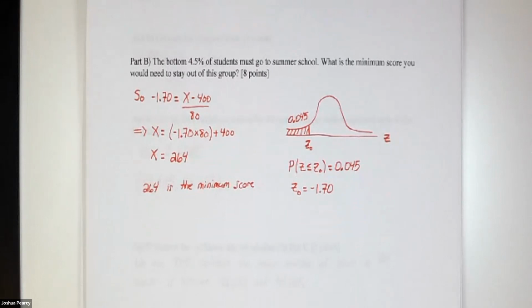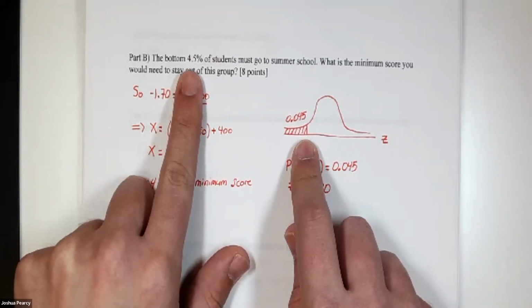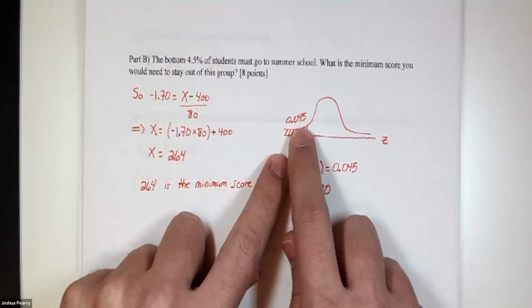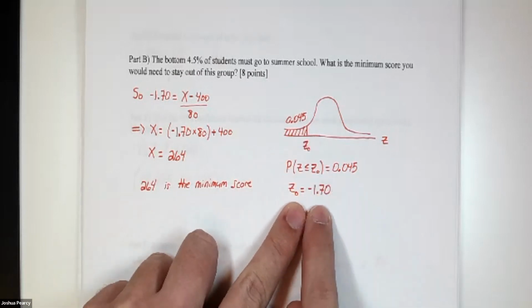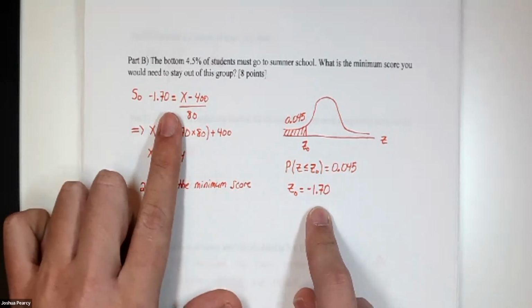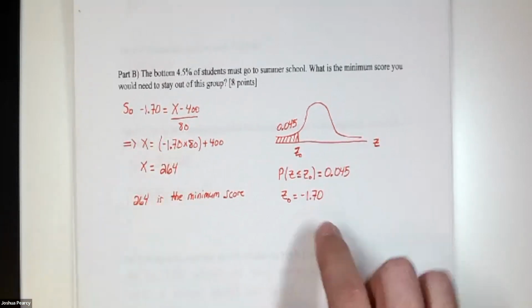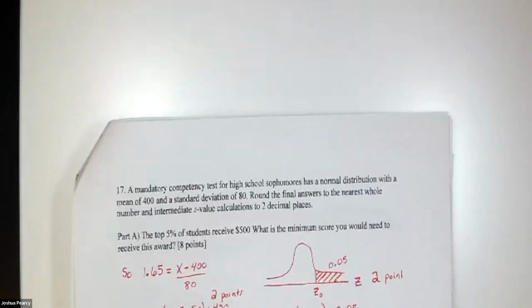The next one, the bottom 4.5% of students must go to summer school. What is the minimum score you need to stay out of this group? So the idea is still the same, but in this case, we're looking at the left-hand area here. And the area to the left of some z-score is 4.5% or 0.045. And if you look for that area in the table, you get a z-score of negative 1.70. Then use that z-score formula again to solve for x, and you get x is 264. Everyone okay with that?